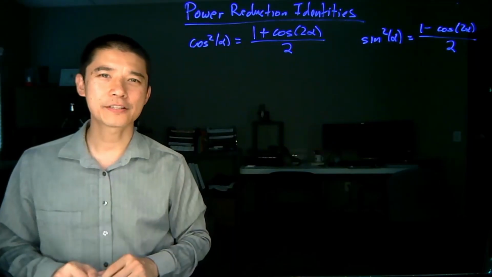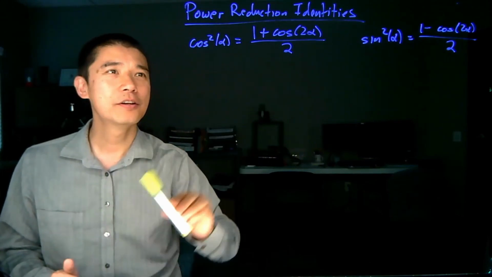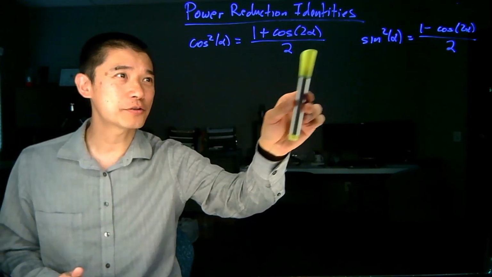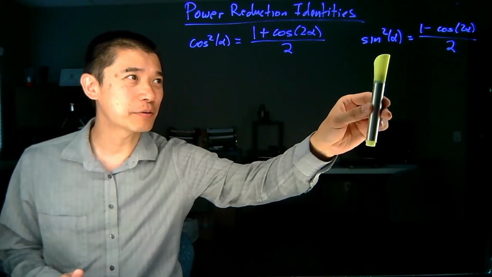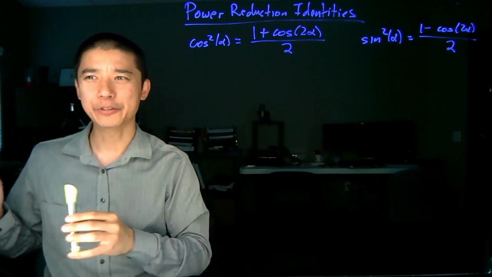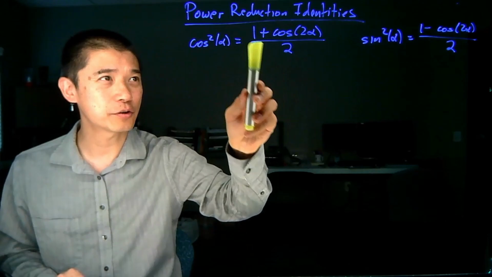One of the applications of the double angle formulas is the derivation of the power reduction identities. So what are the power reduction identities? Cosine squared alpha is equal to 1 plus cosine 2 alpha over 2, and sine squared alpha is 1 minus cosine 2 alpha over 2. Now, why are they called the power reduction identities? Well, you see you have a cosine squared here, and it turns into a cosine to the first.